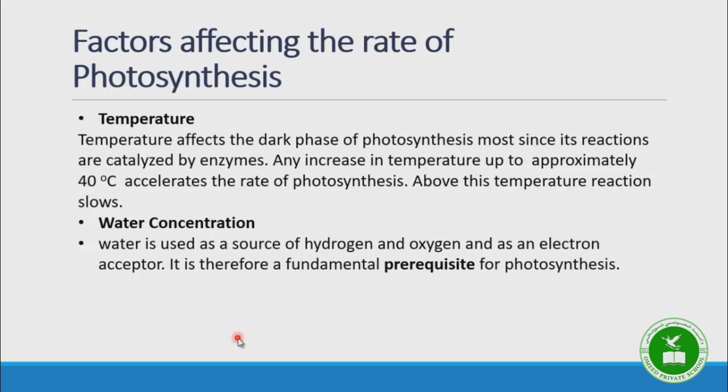But if the temperature increases approximately to 40 degrees Celsius, the rate of photosynthesis also increases. But above this temperature, the reaction slows down because the enzymes or their structures are damaged.